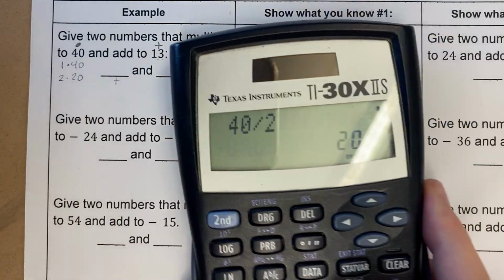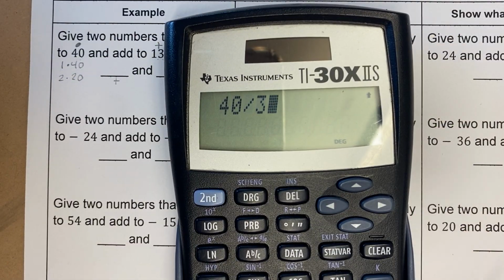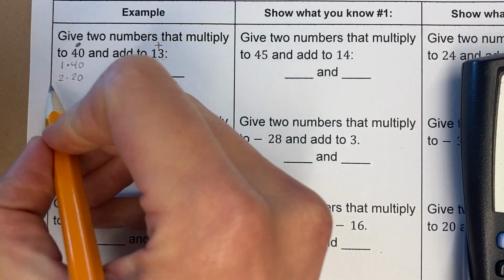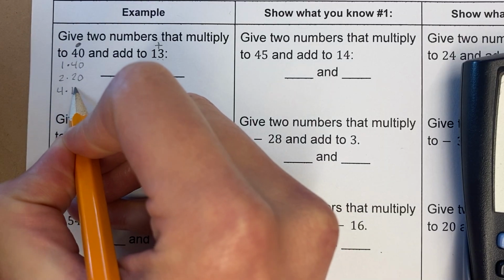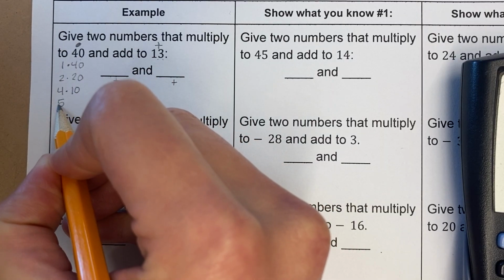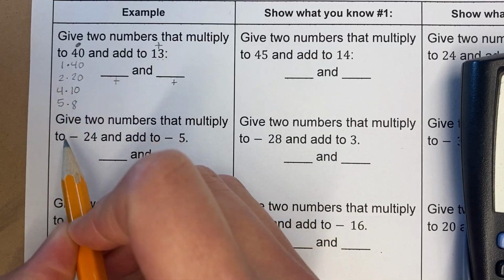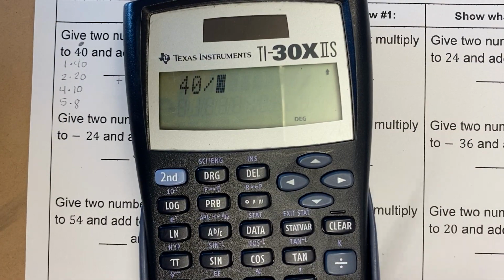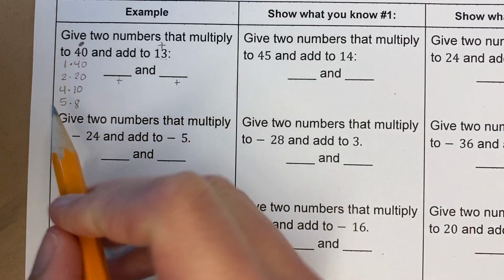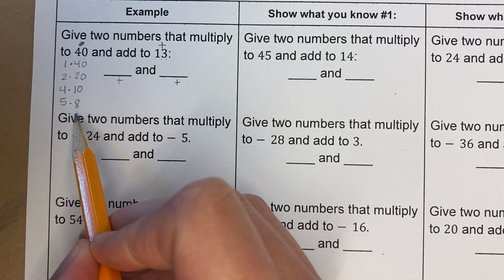Can I do 3 times something to get 40? 40 divided by 3? No, that's a decimal. 4 times what is 40? Oh, 4 times 10 is 40. What about 5? Does 5 multiply to 40? Yeah, 5 times 8 is 40. Does 6 multiply to 40? No, neither does 7, right? And again, if you're not sure, you could do 40 divided by 6. Oh, that's a decimal.